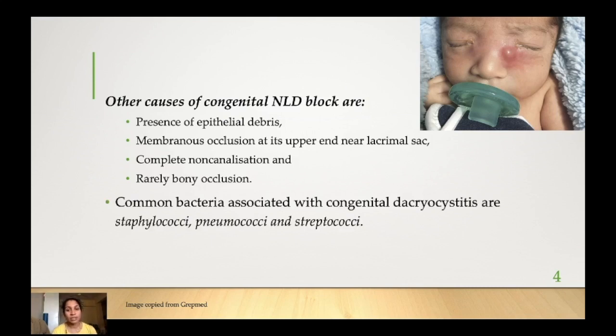Next comes the common bacteria associated with congenital dacryocystitis: Staphylococci, Pneumococci, and Streptococci. These are the common bacteria causing congenital dacryocystitis. So nasolacrimal duct block during birth is the main reason for stasis of lacrimal secretion in the lacrimal sac, which leads to congenital dacryocystitis.